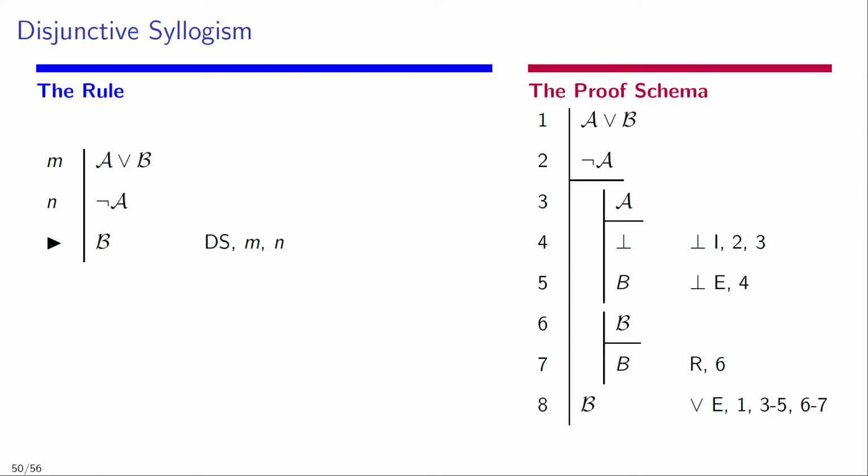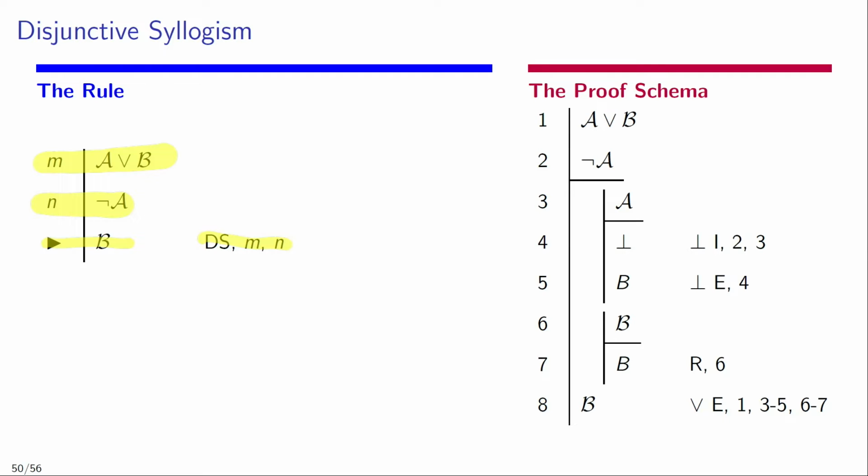Our second derived inference rule is disjunctive syllogism. Disjunctive syllogism tells you that if in one line of your proof you have a disjunction of the form A or B, and in another line of your proof you have the negation of one of your 2 disjuncts, then you can infer the other disjunct and cite disjunctive syllogism as applied to lines M and N in this case. Now, this rule intuitively is extremely plausible. If either A or B is true and A is false, well, then B must be true.